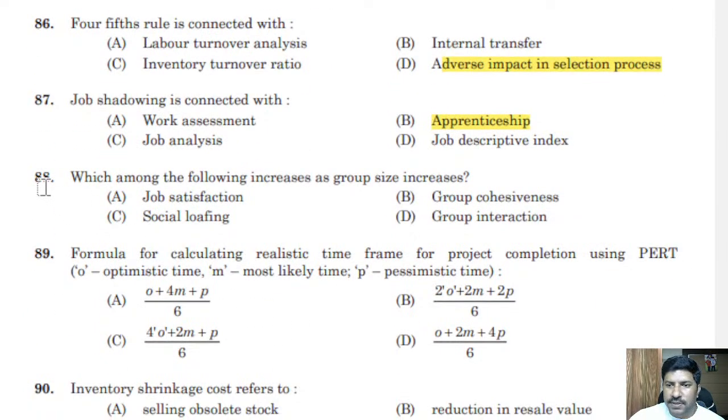Then 88th question, which among the following increases as group size increases? Correct answer option C, that is social loafing.